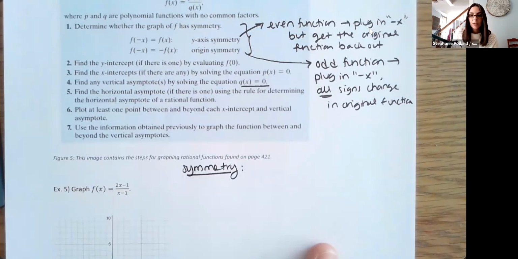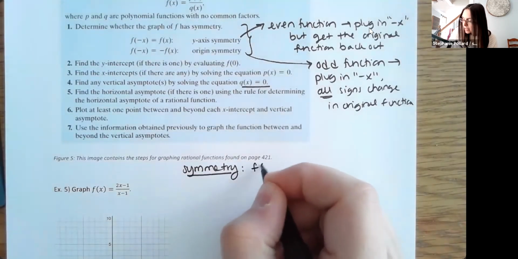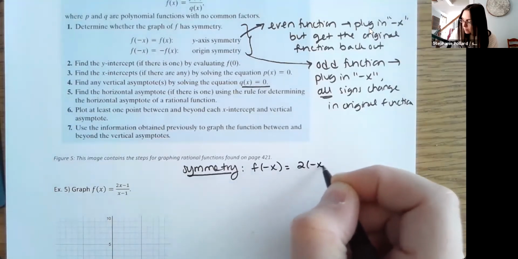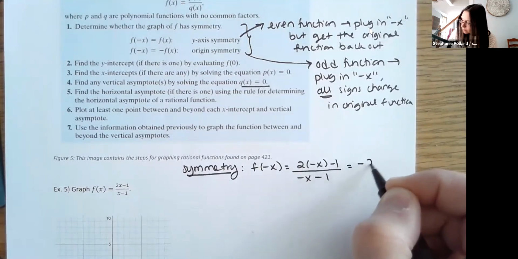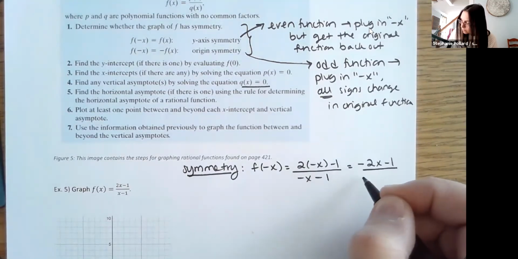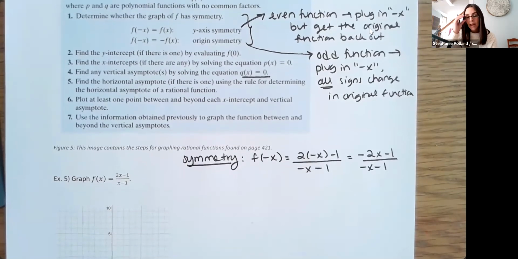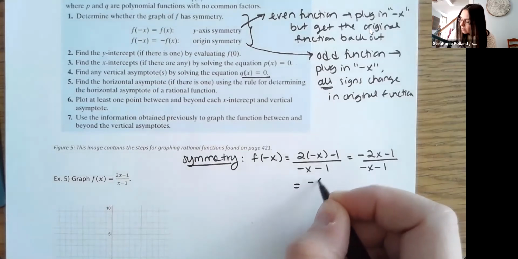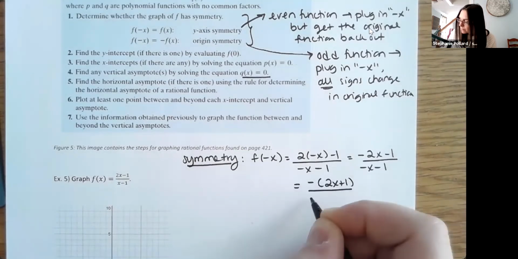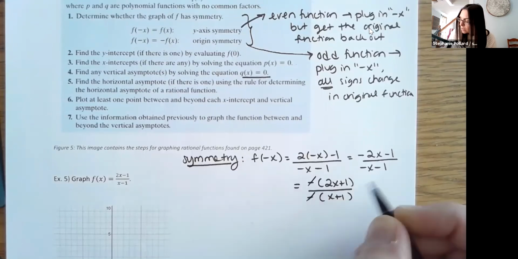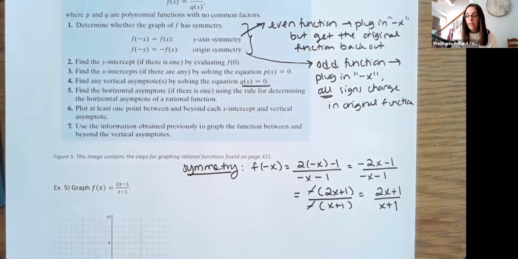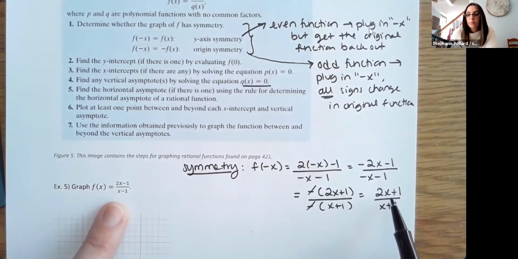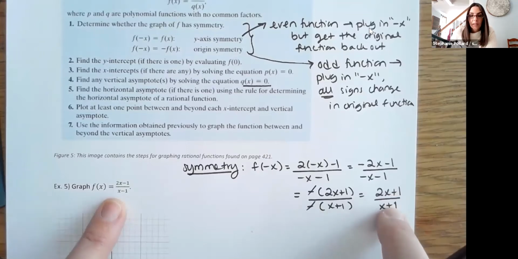So the first thing we're going to look at is symmetry. And remember, to do this, we're going to plug in negative x instead. When I plug in negative x, I have negative 2x minus 1 over negative x minus 1. I can simplify this a little bit more because I could factor a negative out of each part, and then I could cancel those negatives. So I end up with 2x plus 1 over x plus 1. Now I compare. Is this the original function? No, it's not, right? It's different. This has plus signs, this one has minus signs, so it's not the original function.